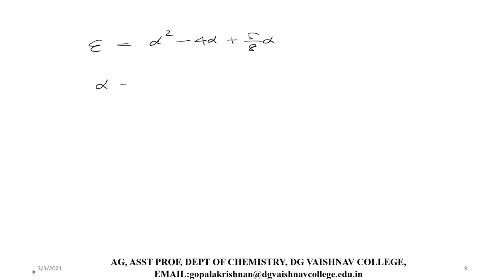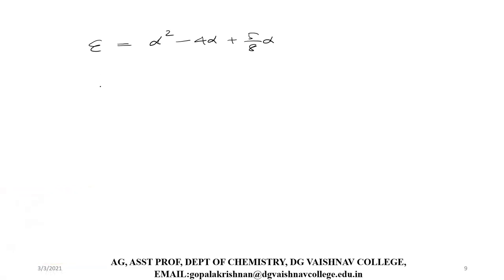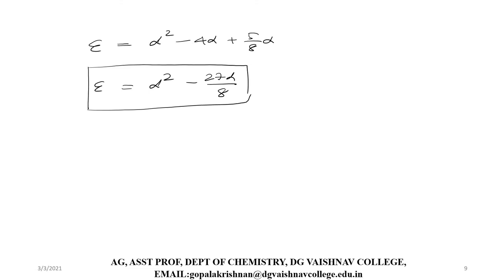E is equal to alpha square, and you take the LCM, so 8 into 4 is 32, minus 32 alpha plus 5 alpha, you will get minus 27 alpha by 8. This is the expectation energy we get through this simplification. I will take this as equation number 2.